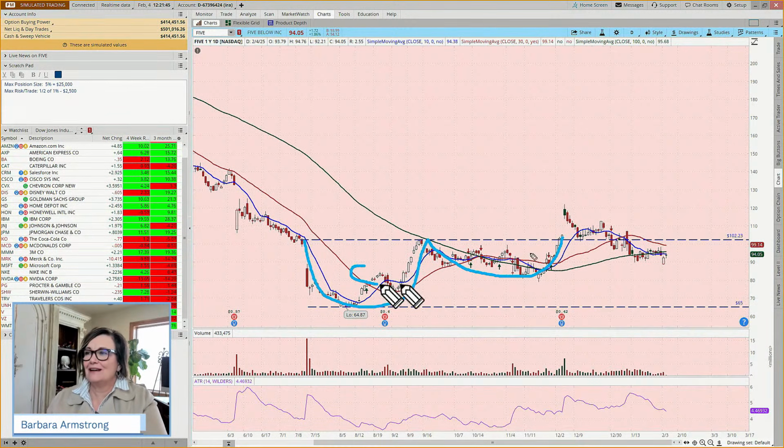So this could be a cup and a handle. We had earnings. It broke out. So we had the breakout, right? And then it came back and it did a retest. So we had the breakout. We had the retest.